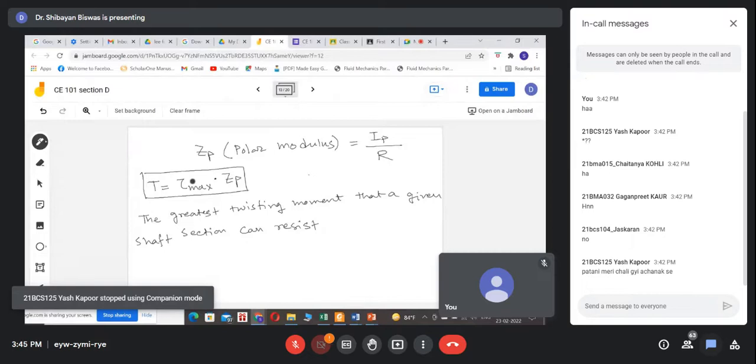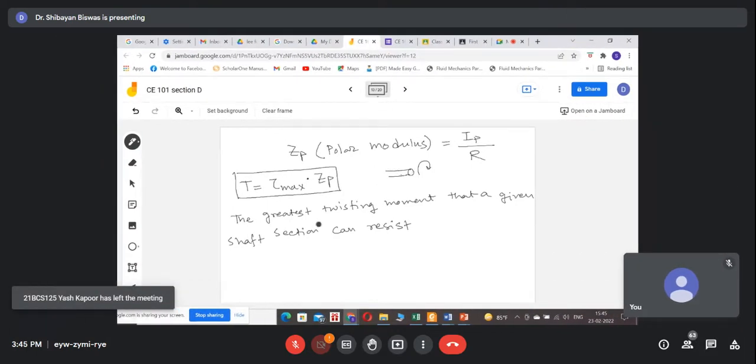And why is it so? Because the shaft is acted on by some twisting moment. So that twisting moment should be equal to the moment of resistance from the elasticity theory, and in the last class we have seen the bending moment equals the total moment. So here also the greatest twisting moment acting on the shaft section, that a given shaft section can resist. So whatever is applied, it should resist, and that is within the elastic limit. And we are still within the elastic limit because we are using the elastic constant G.